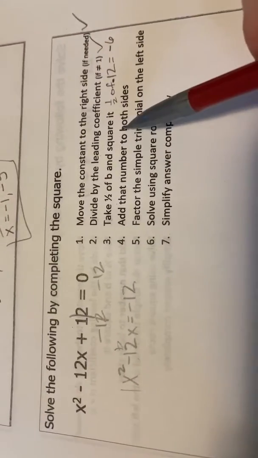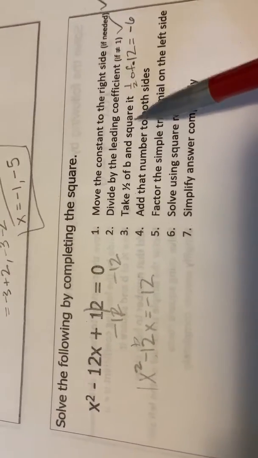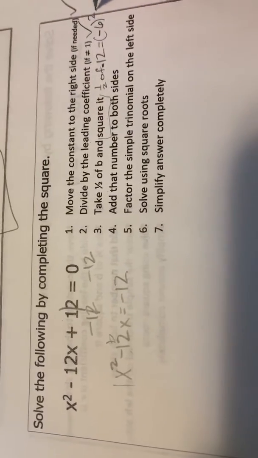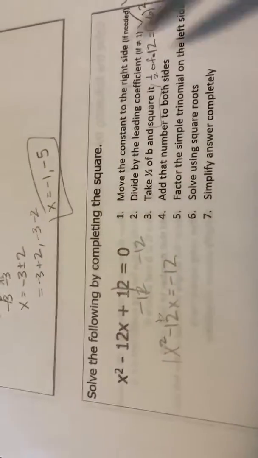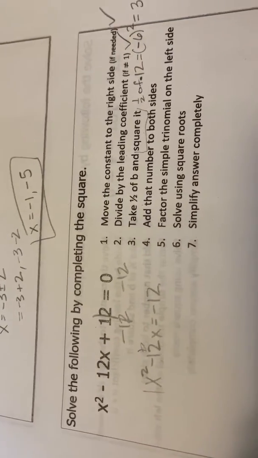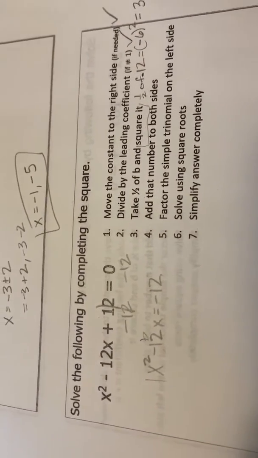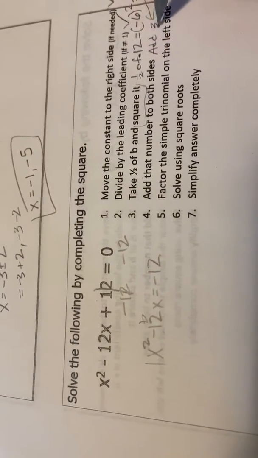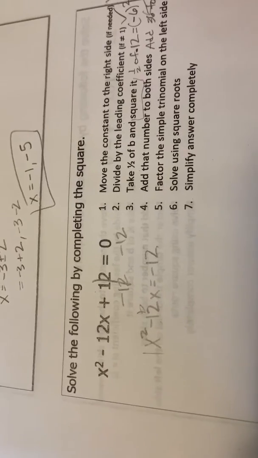But then what do we always do to that number after we take half of it? We always square it. And what happens when you square a number? It always ends up being positive. So you don't have to worry about whether b is positive or negative yet, because no matter what, we're going to square it and it's going to be positive. So 36 is the number we're going to be adding to both sides. So add 36 to both sides.